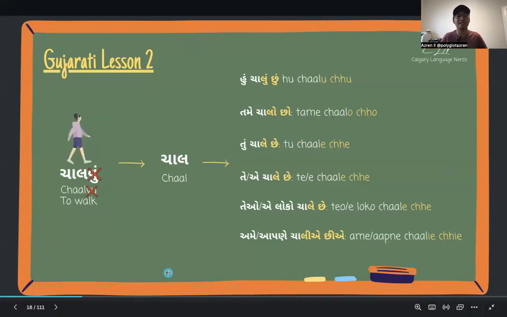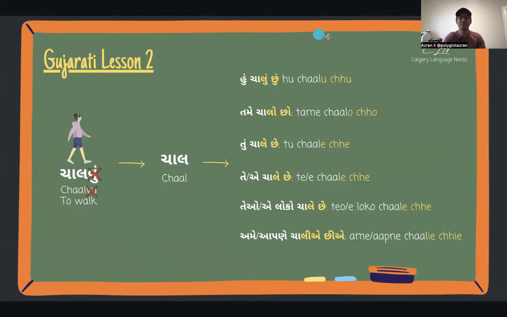Here's another example with chalvu. Chalvu is to walk. So step one, get rid of vu. We're left with chal. Now, if it's hu, we're going to add this u, chu: chalu chu. Tame, we add o and cho. Tu, we add e, che. Te, we add e, che again. If it's teo, we have chale che. Ame apne, chalie che.